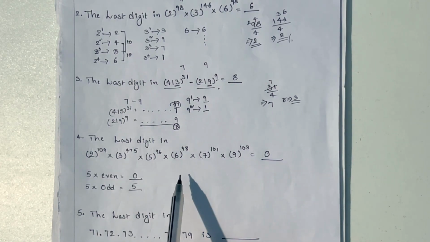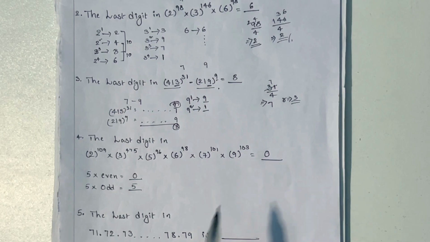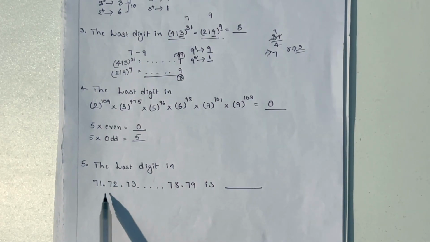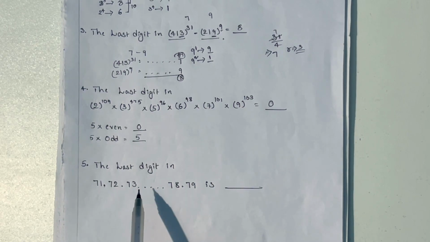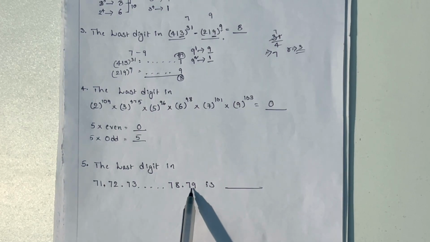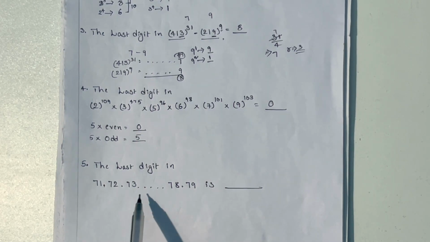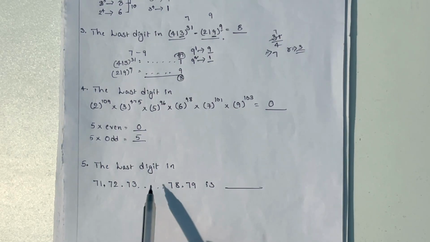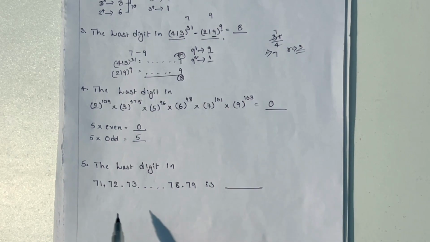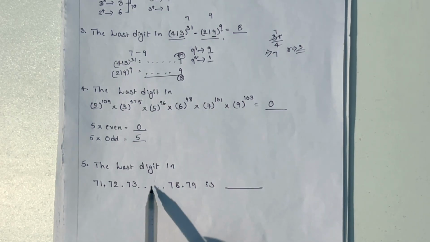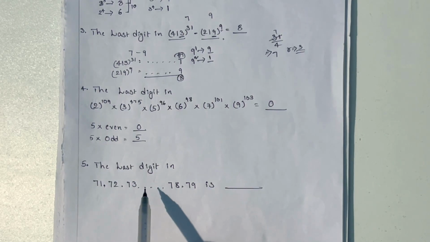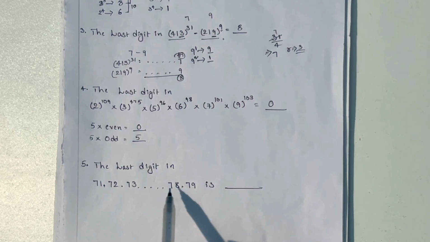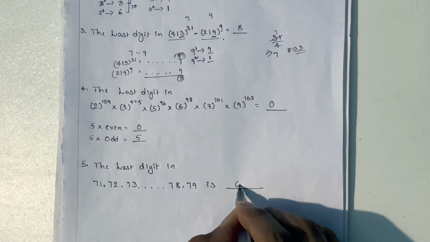If you want, you can check it out here. And this is like 71, where the dot represents product: 71 into 72 into 73, and so on, up to 78 into 79. If you carefully observe, 75 is in between, with 74, 76, 77 and 78 around it. So if 5 is multiplied with an even number, the last digit will become 0. If 0 is multiplied with any of these values, the last digit would again be 0.